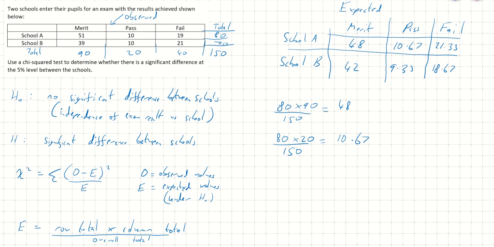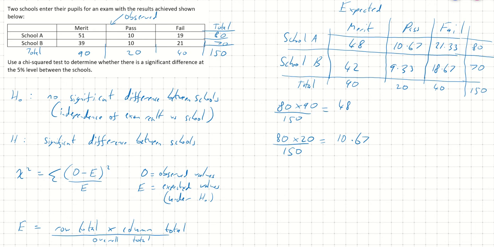And if you've done this correctly, your new table should have the same row and column totals as the original. So let's just check it. 48 plus 42 is 90, that's correct. 10.67 plus 9.33 is 20, that's correct. 21.33 plus 18.67, that's 40, that's correct. And our row totals, 48 plus 10.67 plus 21.33 does give 80, this does give 70, and overall we still have 150. So this looks sensible.